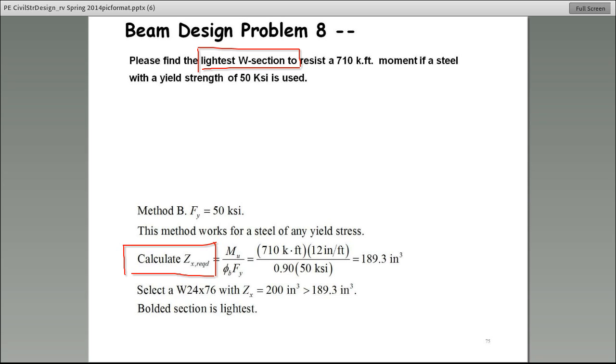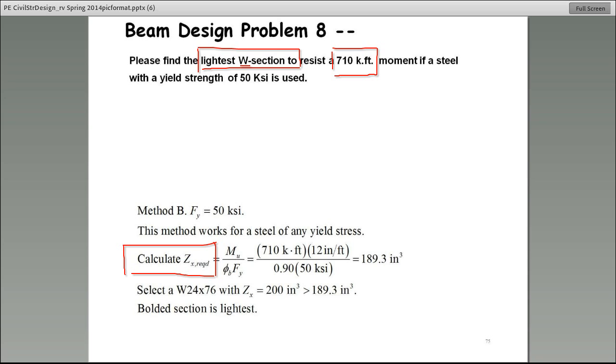W refers to, it looks like an I beam. It looks like an I. So W section is the configuration of the beam. And it says the lightest because we buy steel by its weight. So we choose the lightest for economical purposes. All right? And then they say, please choose the lightest W section that resists a load of 710 foot kips or kip foot. All right?